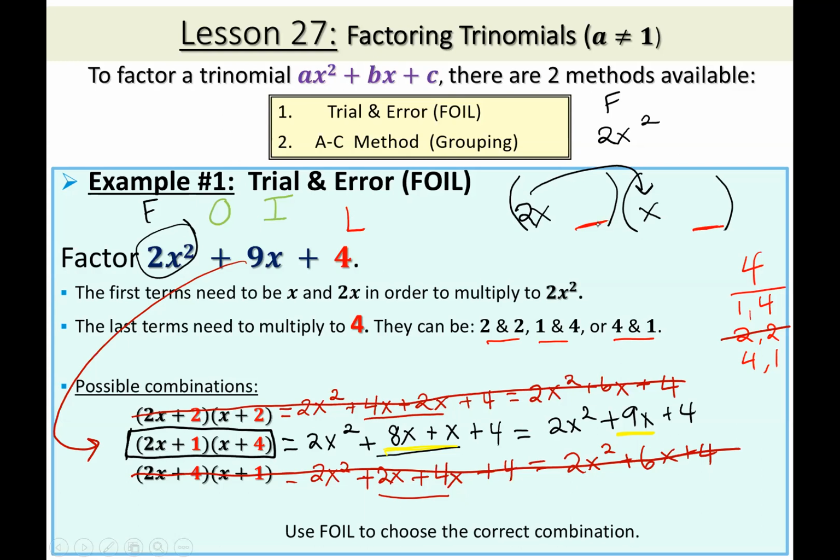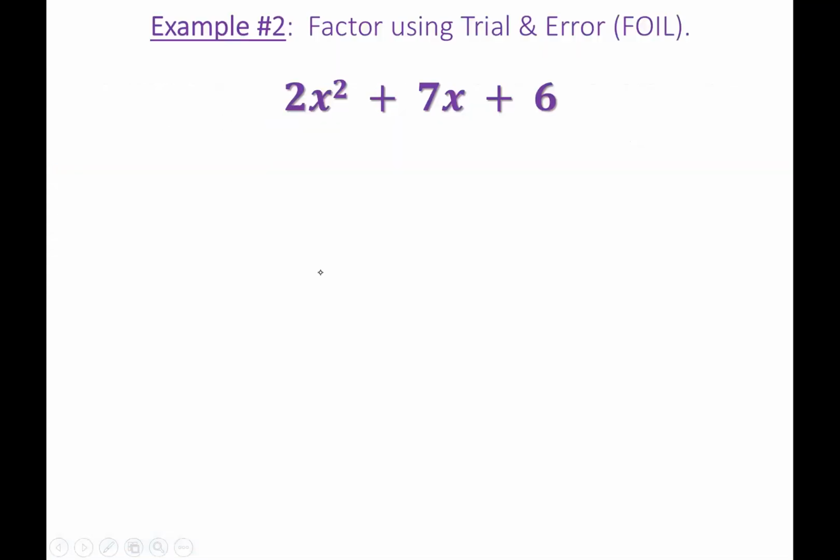Then we skipped ahead to look at possible factors of the last term, so factors of 4. We tried 2 times 2, we tried 1 times 4, and 4 times 1. The one that worked was 1 times 4. So we put the 1 with the 2x and the 4 with the x. All right, good. So that's one example of trial and error. I'm now going to do one more of trial and error, and then we'll take a look at the AC method that I mentioned. Okay, so let's go to example 2 on the next slide.